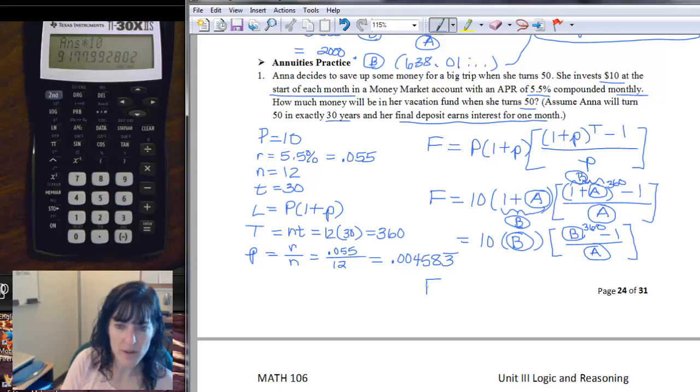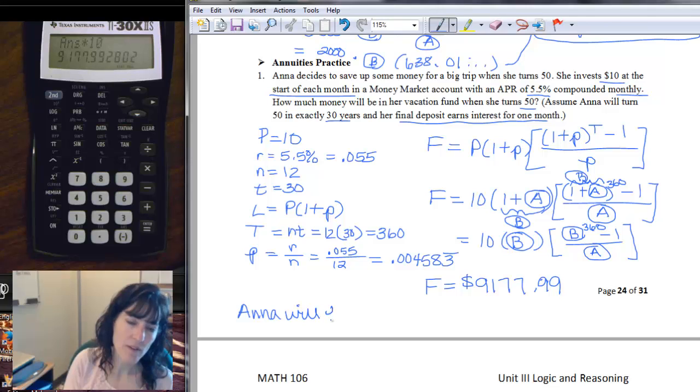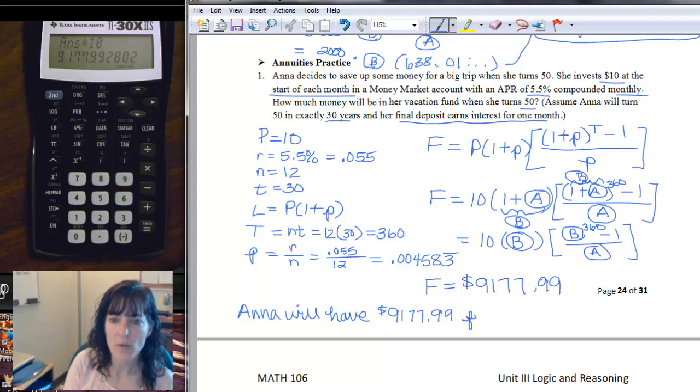So my F equals $9177.99, and it looks like the next digit's a 2, so I can leave it as a 9 for that final digit. So Anna will have $9177.99 for her 50th birthday trip.